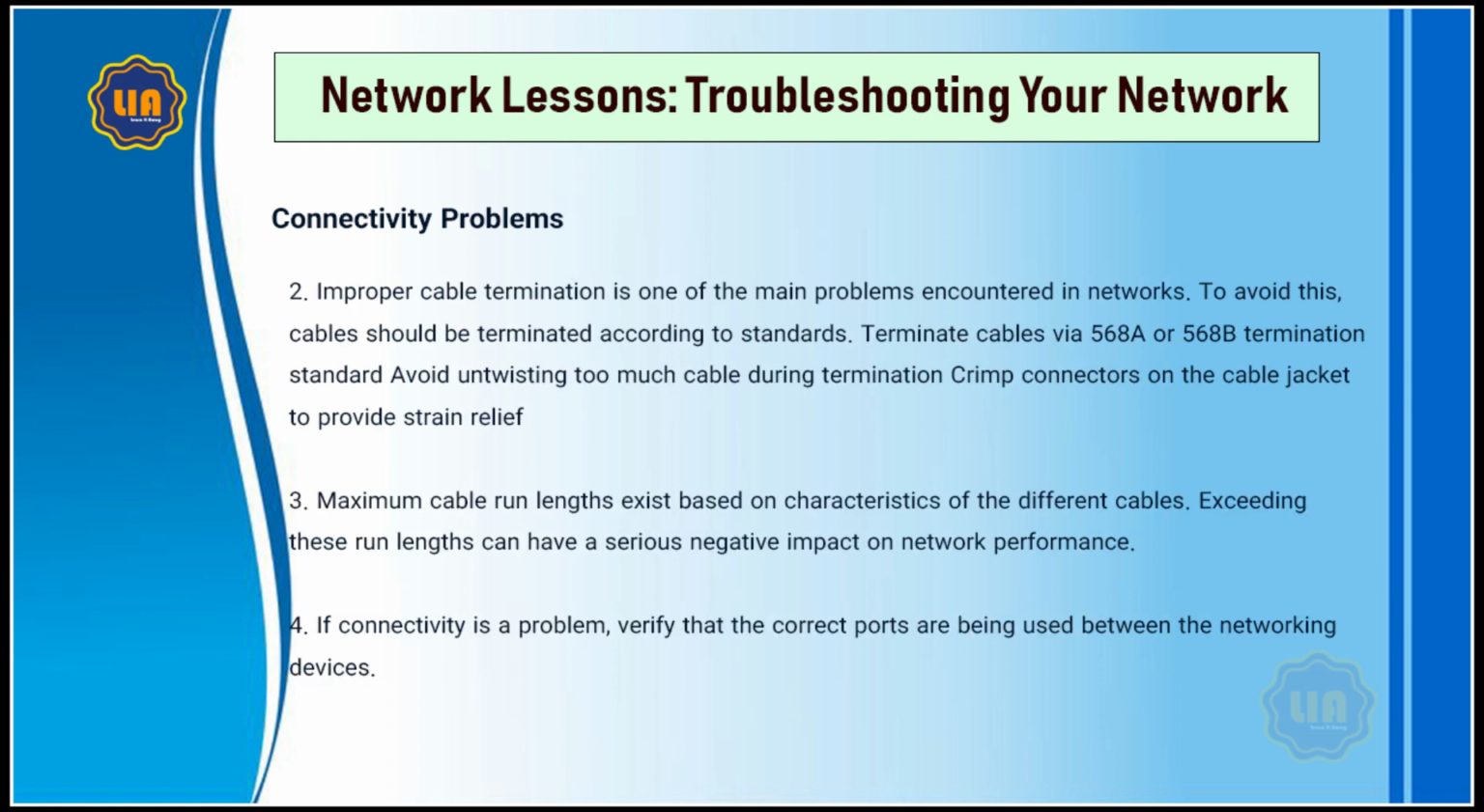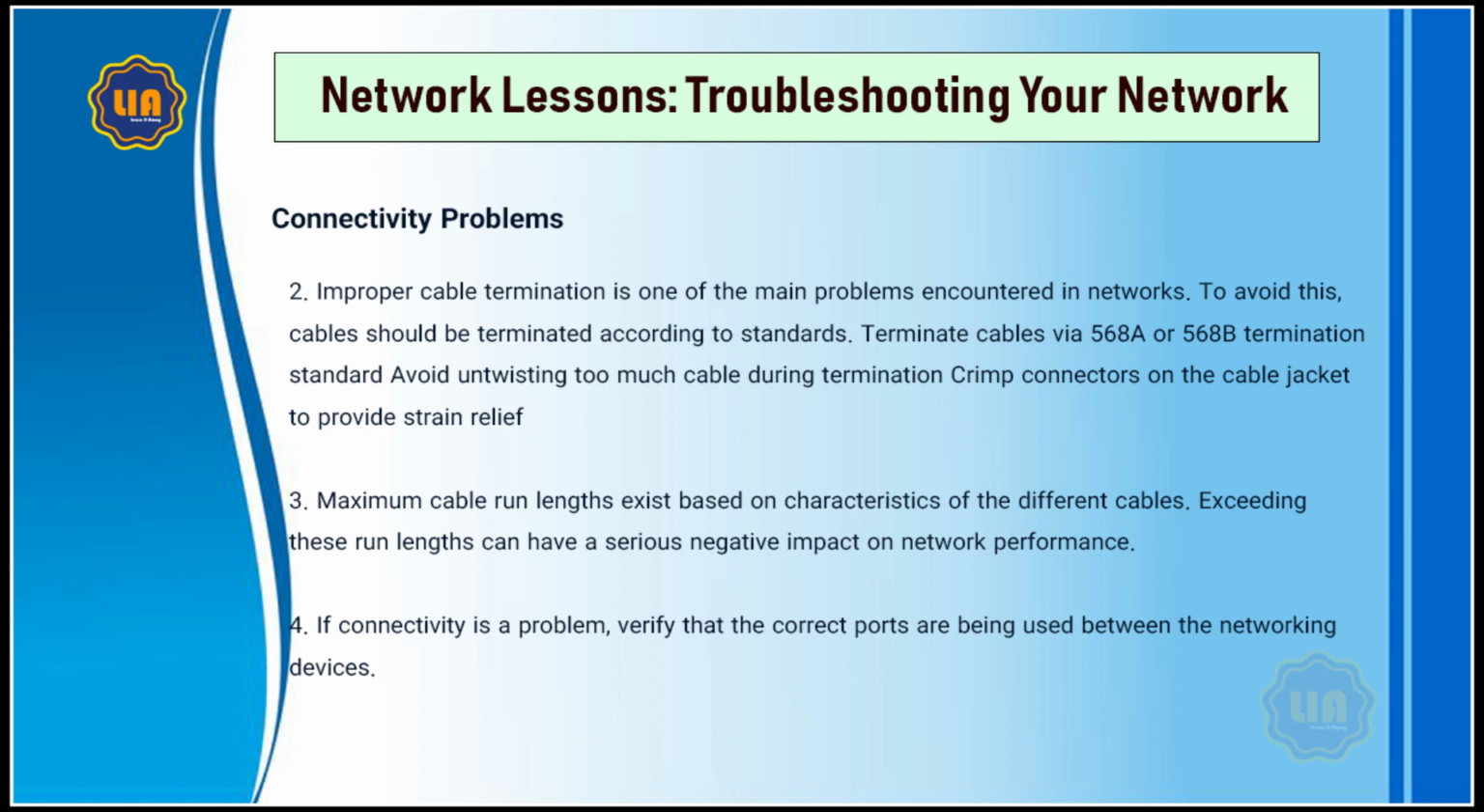2. Improper cable termination is one of the main problems encountered in networks. To avoid this, cables should be terminated according to standards. Terminate cables via the 568A or 568B termination standard. Avoid untwisting too much cable during termination. Crimp connectors on the cable jacket to provide strain relief.